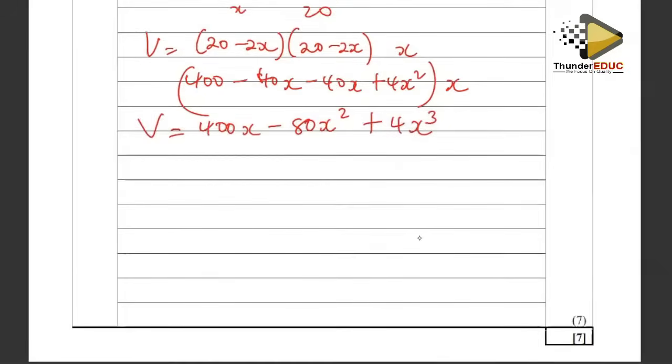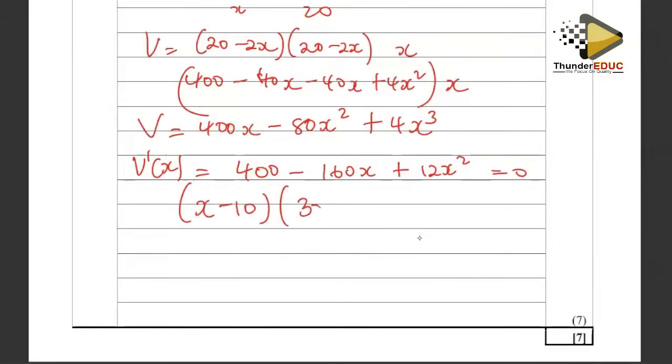And then for maximum volume, we must optimize this, meaning that we have 400 minus 160x plus 12x squared. We can equate this to 0 and solve this quadratic. Okay, so when I solve this, I'm having something like x minus 10 and then 3x minus 10 is equal to 0, because I divide through by 4. Then my x is 10, or my x is 10 over 3.